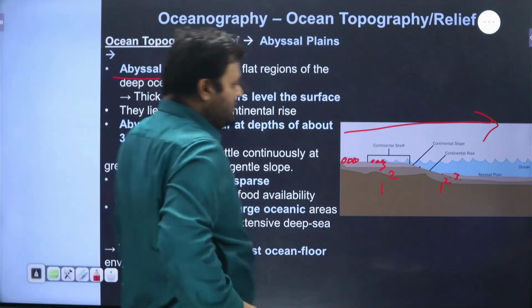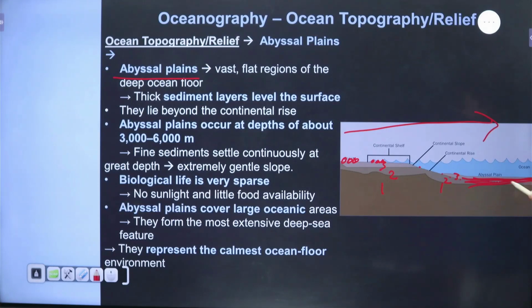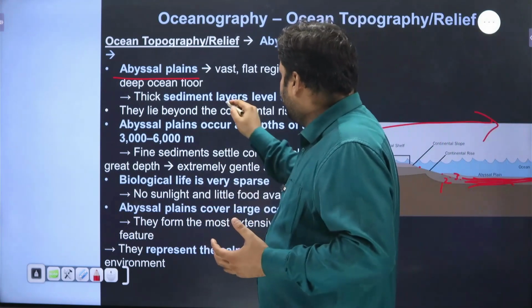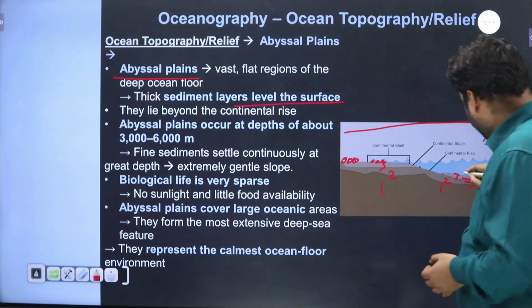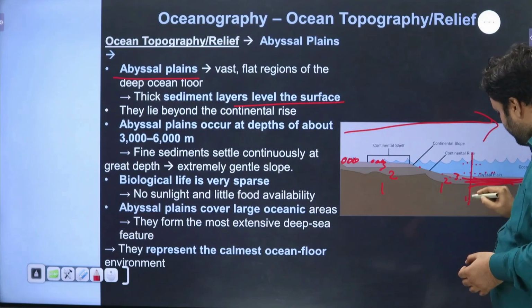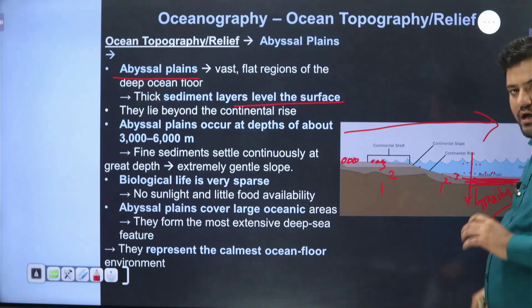The abyssal plain is a flat region, and this flat region is in the deeper part of the ocean. Here you can expect thick layers of sediments as well, which are there because of the influence of gravity. Suppose we have sediments here, it is gravity which will lead to the deposition of these on the abyssal plain.